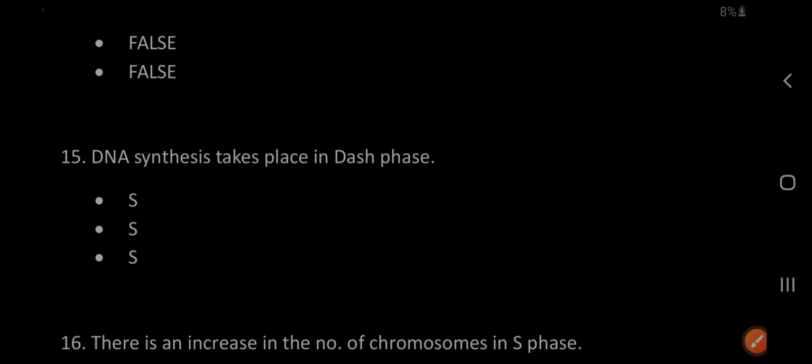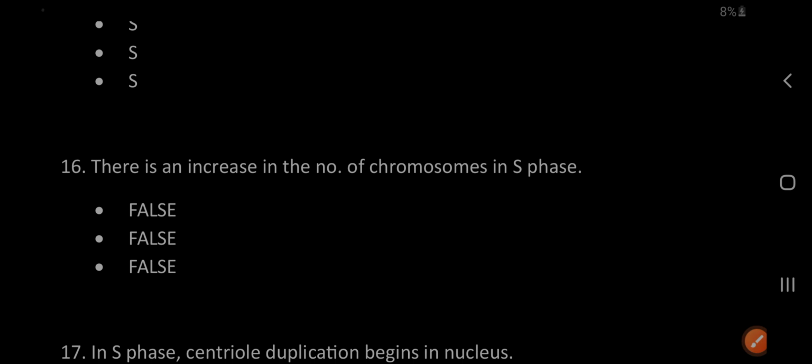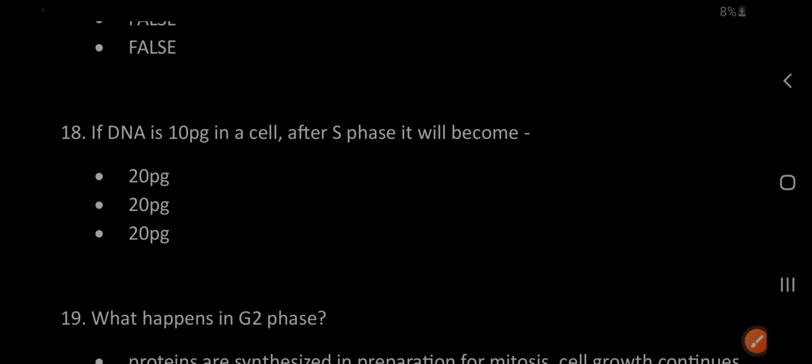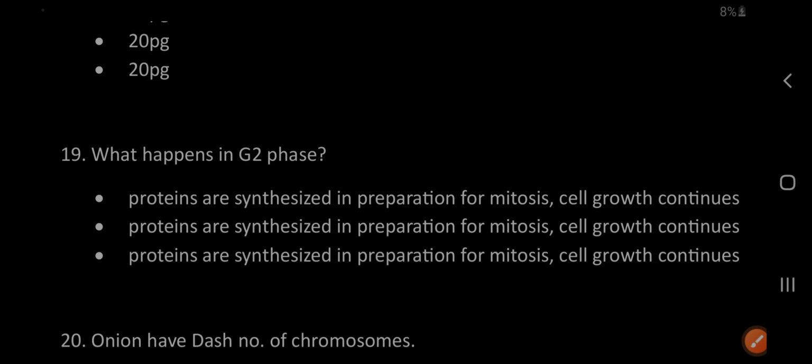S phase. There is an increase in the number of chromosomes in S phase. False. In S phase, centriole duplication begins in nucleus. False. If DNA is 10 pg in a cell, after S phase it will become 20 pg.